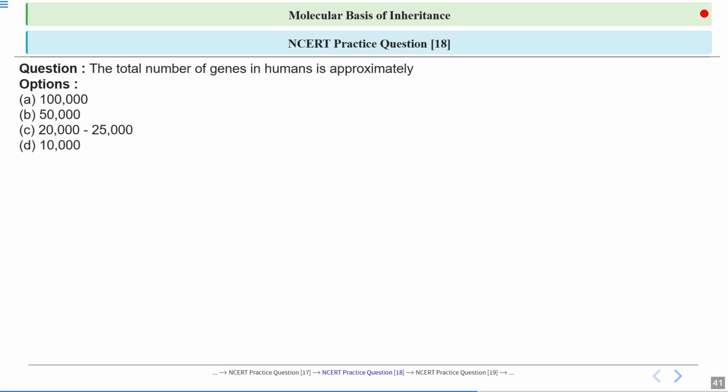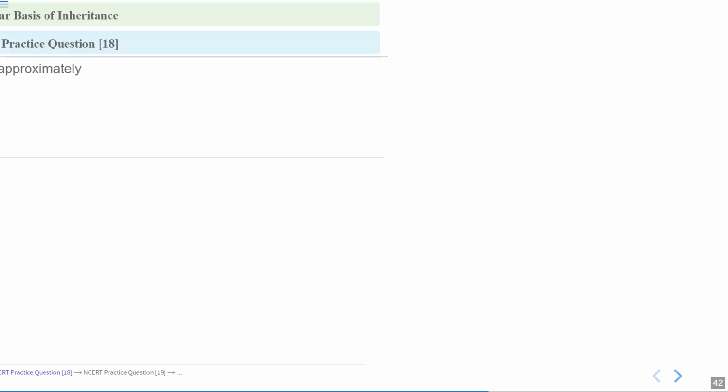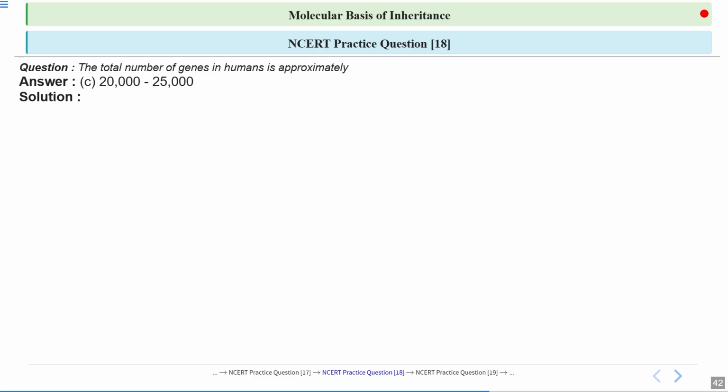Now, the total number of genes in humans is approximately. Options are 100,000 genes, 50,000 genes, 20,000 to 25,000, or option number D is 10,000 genes. What is the correct answer? So the answer is option number C, 20,000 to 25,000. This is the correct answer.